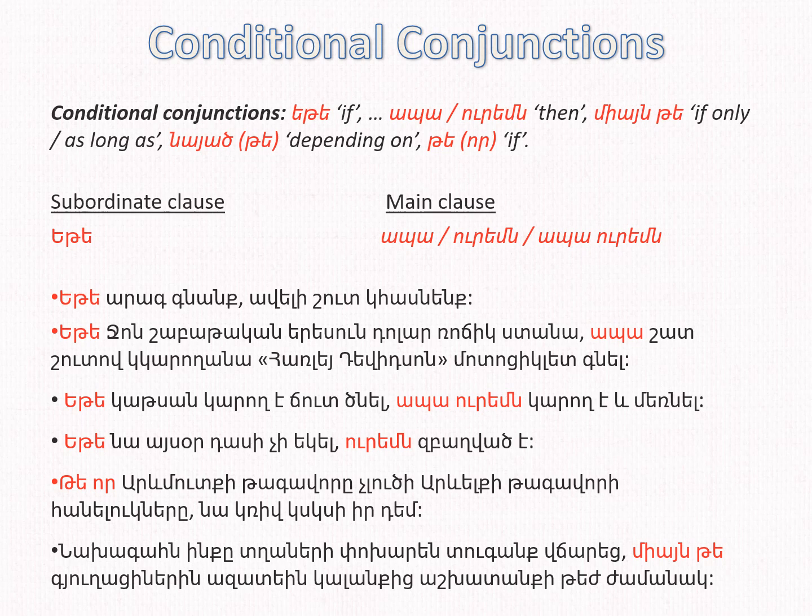Եթե Ջոն շաբաթական $30 ռոճիկ ստանա, ապա շատ շուտով կկարողանա մոտոցիկլետ գնել. If John earns $30 a week, he'll soon be able to buy a motorcycle. Եթե կացան կարող է ճուտ ծնել, ապա ուրեմն կարող է եւ մեռնել.